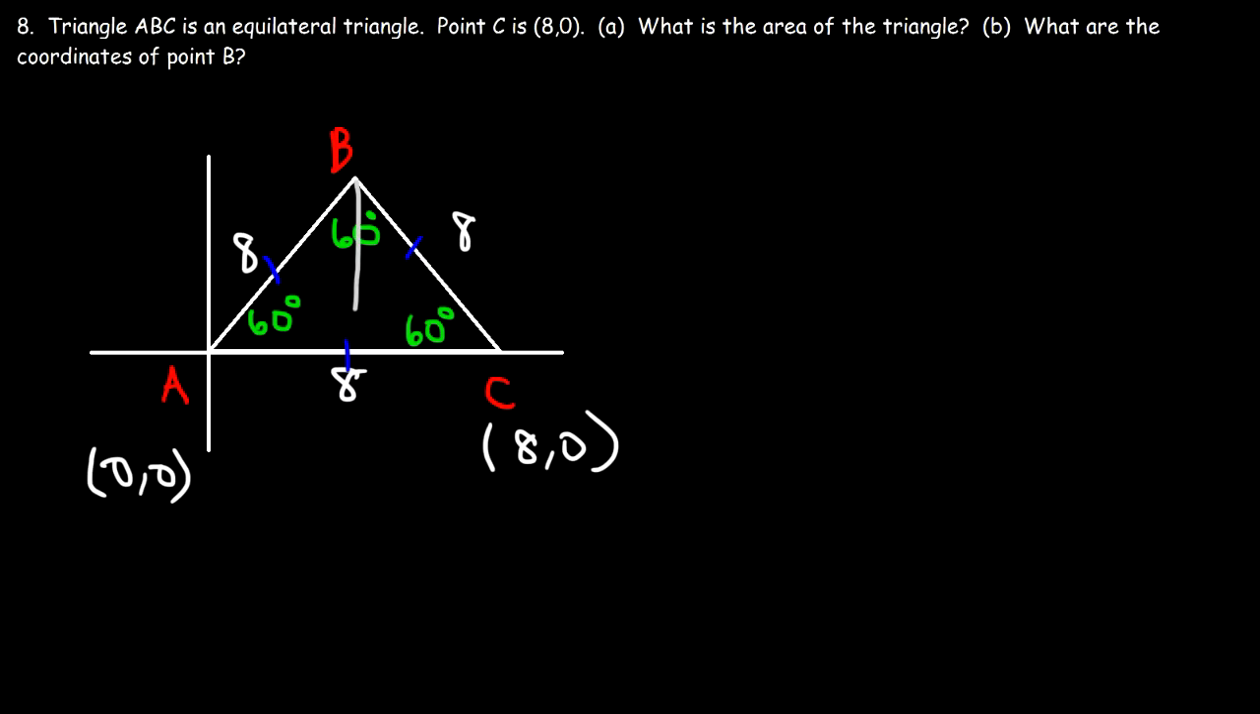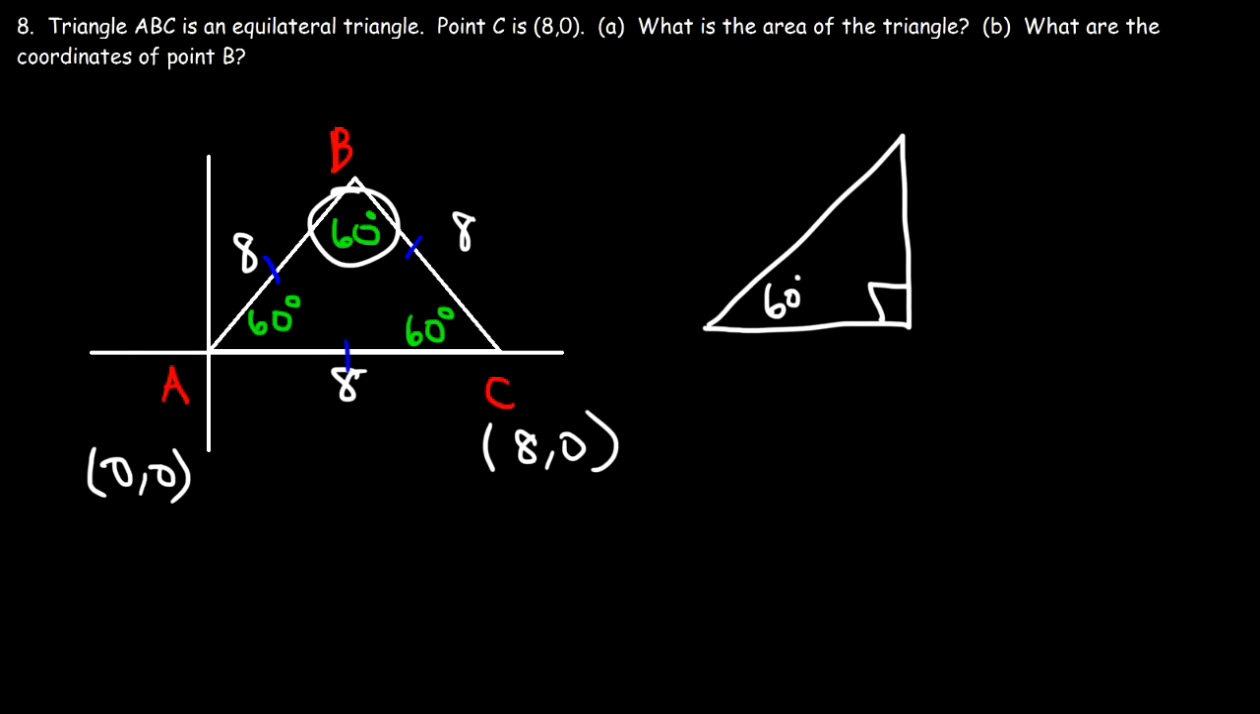Now what I'm going to do is draw a line and split the triangle into 2 triangles. So this is going to be 90 degrees. This is going to be 60. And half of 60 is 30. So this angle is 30. And so the hypotenuse is 8. Let's call this new point point D.